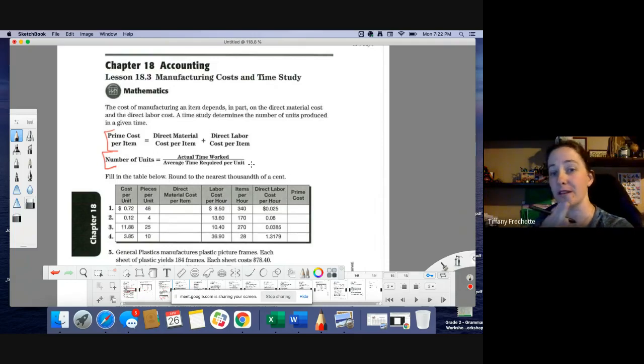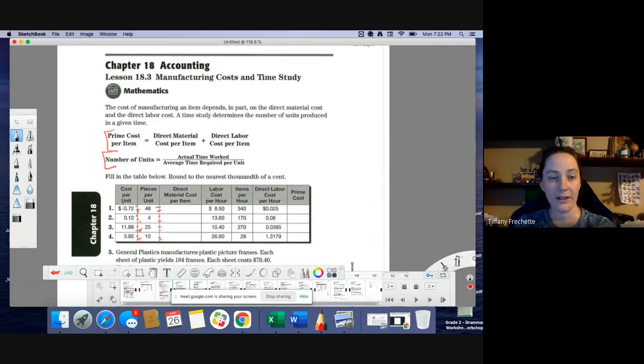So thousandth means goes out 3 decimal places. All right, so for this very first piece, we want direct material cost per item. So we have cost per unit and then pieces per unit. So remember, this means that there's 48 pieces for 72 cents. So what I need to do is find out how much each piece costs. I'm going to divide, and I'm going to do that for each one of these. I'm just going to put a division symbol. These are kind of ugly division symbols, but it works. So we're going to divide, and that's going to give us our direct material cost.